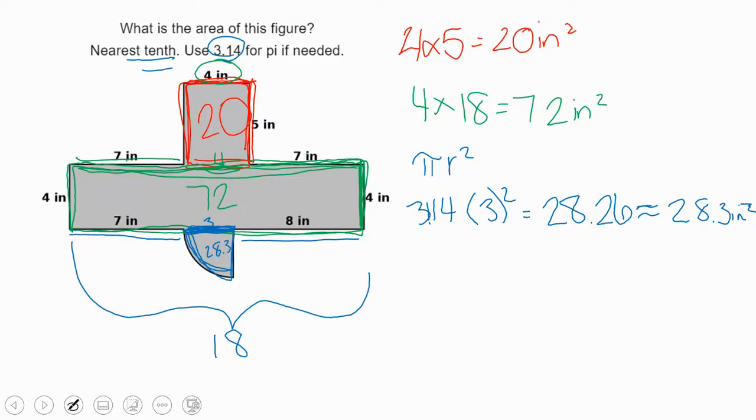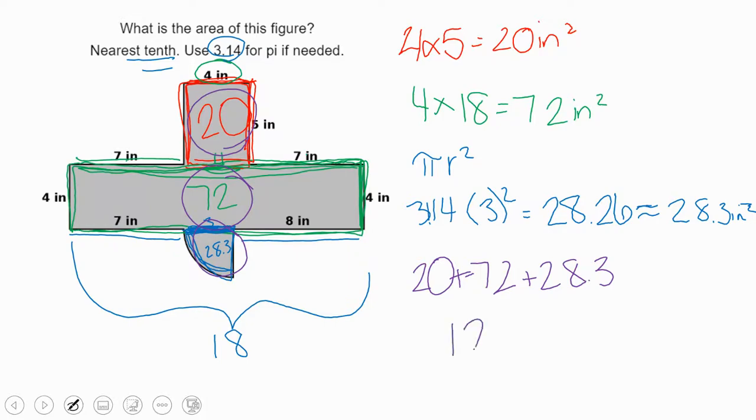And then again, lastly, you need to add the 3 areas together. So we have 20, 72, and 28 and 3/10. So when we add those 3 areas together, you're going to get the total area of the compound figure is 120 and 3/10 inches squared.